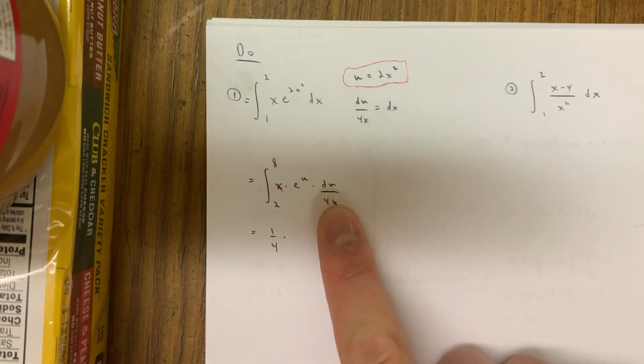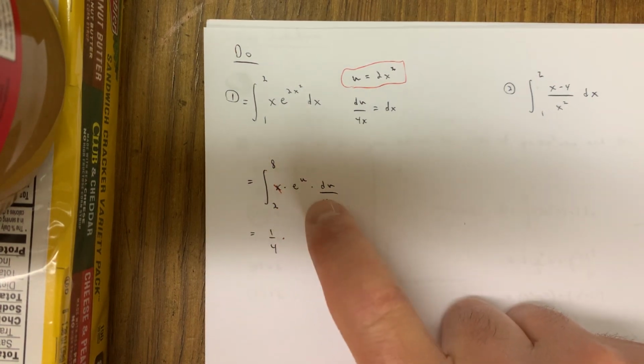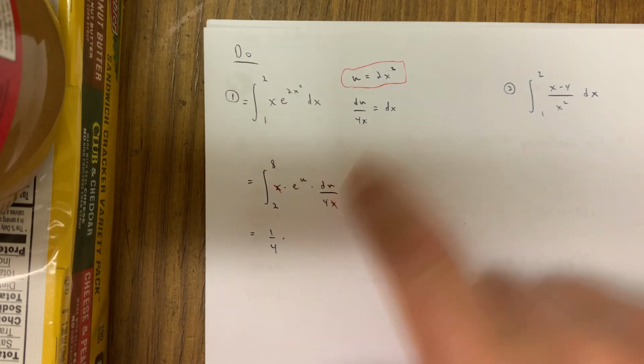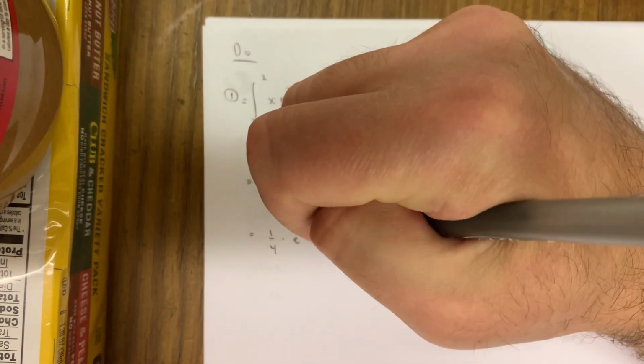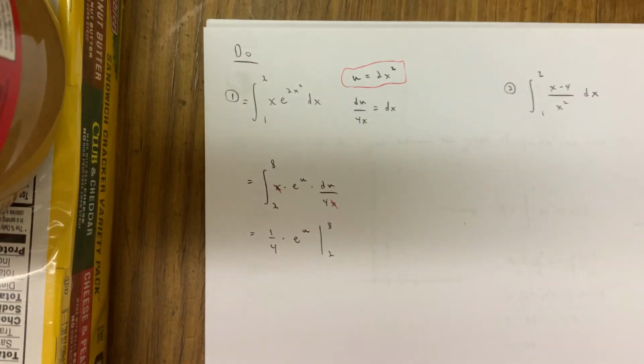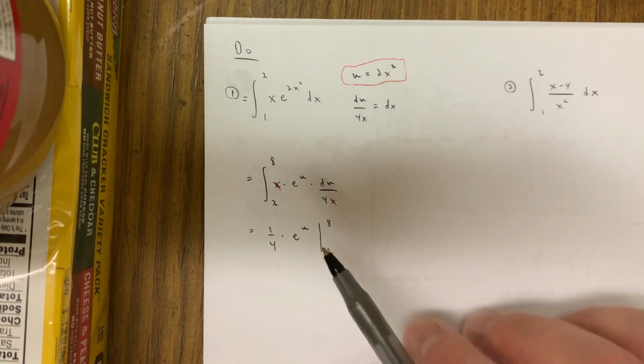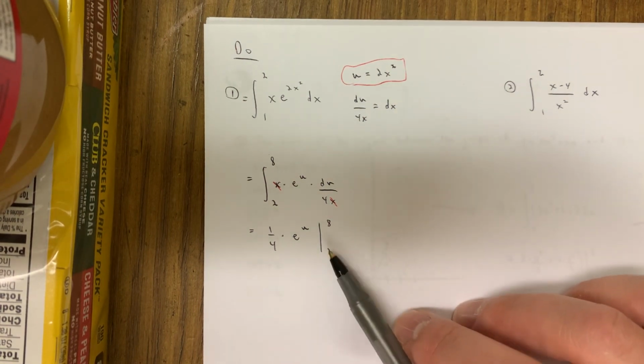I'm just going to cover up the 4 because we took him out, the 1/4. The x's are gone. And then I realized I'm just going to integrate e to the u with respect to u. I know that integral is e to the u. We don't put the plus c because we're evaluating from u equals 2 to u equals 8. Now, if you want to take out that u and put the 2x squared back in there, you need to change back to the bounds of 1 and 2.